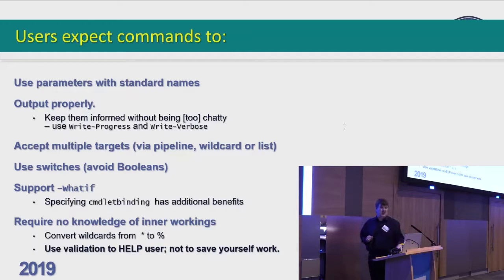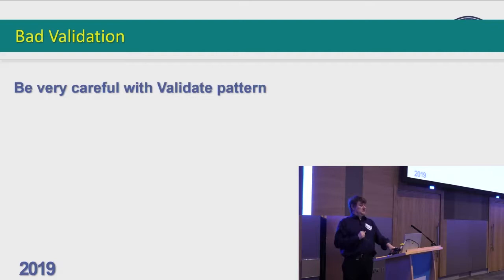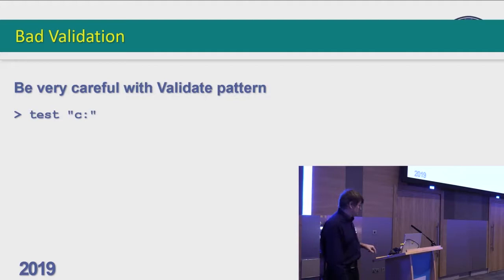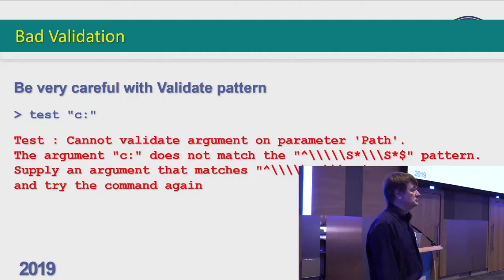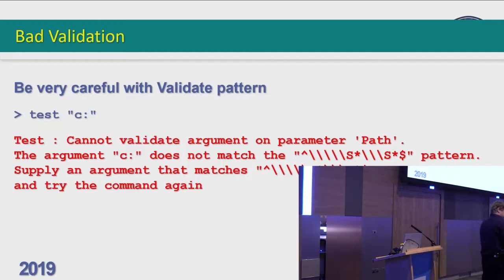okay? Here's an example of bad validation. So there's a ValidatePattern option for a parameter. So I put in test C colon, and it comes back, and it says that. Now, who can tell me what I'm supposed to put in? Come on, you're all PowerShell experts. I'm waiting. Bueller, anyone?